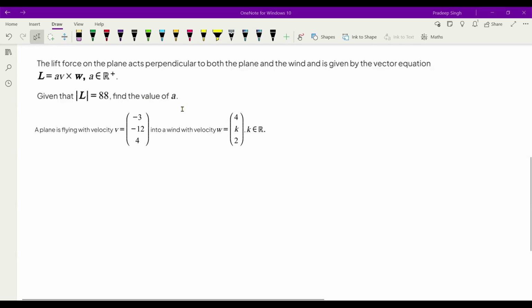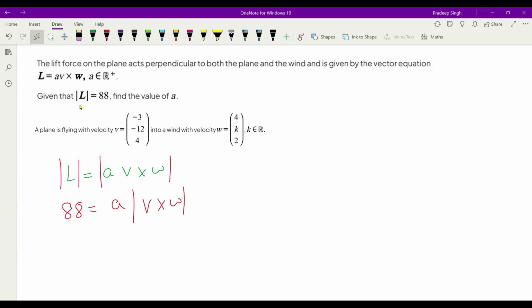Now, since we are supposed to find the value of A, let's look at this equation. So let's rewrite L will be equal to A V cross W. And since it's given that the magnitude of L is 88, let's take mod on both sides of this equation. So we will get mod L on the left hand side and the entire thing on the right hand side will go under the modulus. Now mod L is equal to 88. Now A is a constant. We can take that out of the modulus sign and we get mod of V cross W.